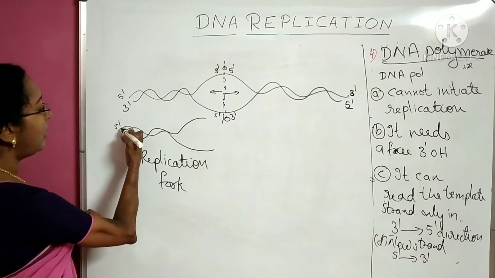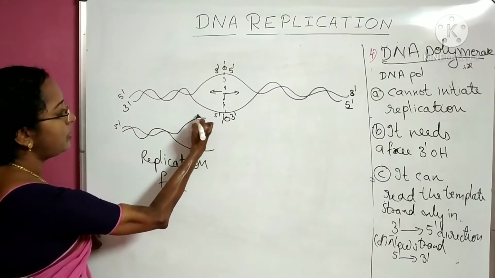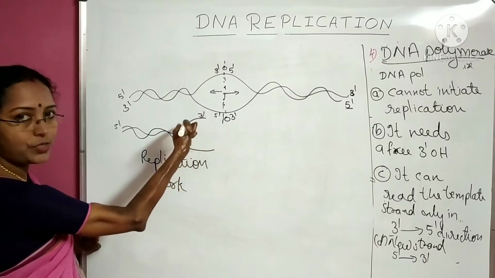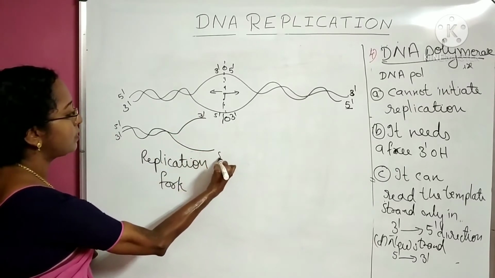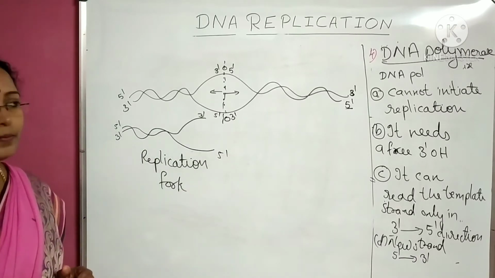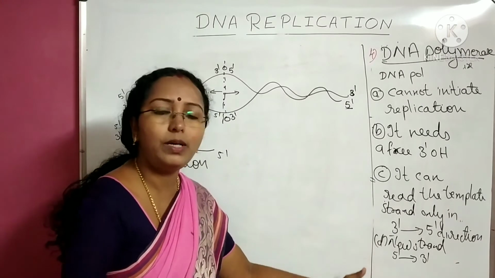So I can say that this strand is running from 3 prime to 5 prime, and so this end will be the 3 prime end of this replication fork. Similarly, the other end of the replication fork is going to be 5 prime. Okay. Now let us take the features one by one and let us see.